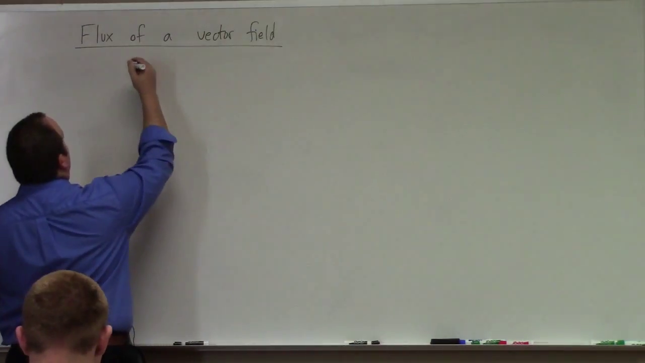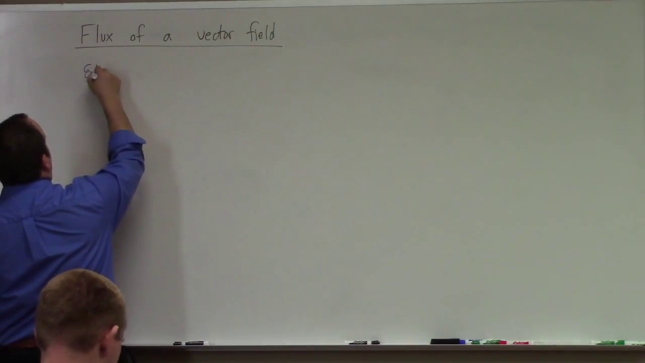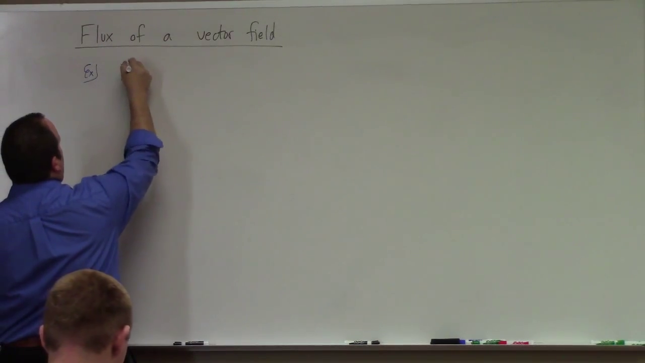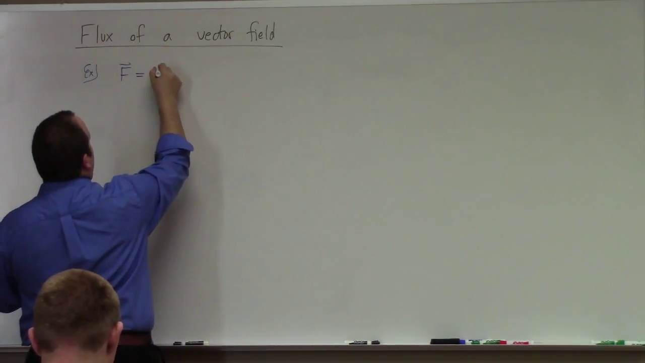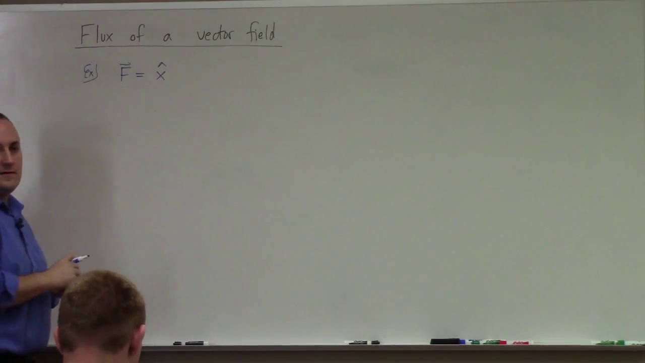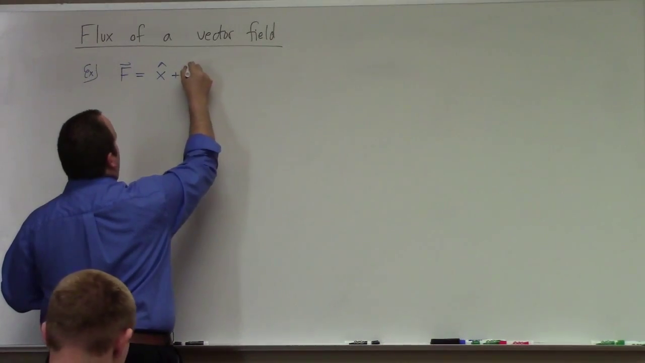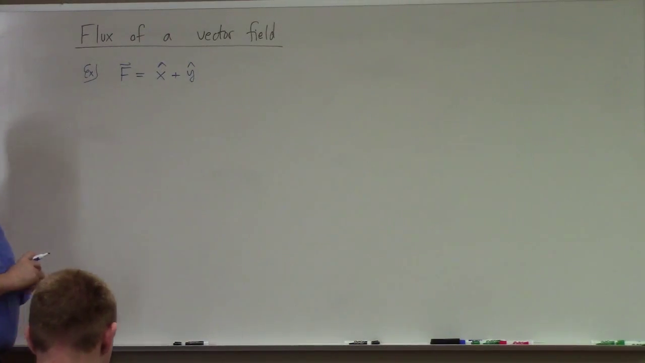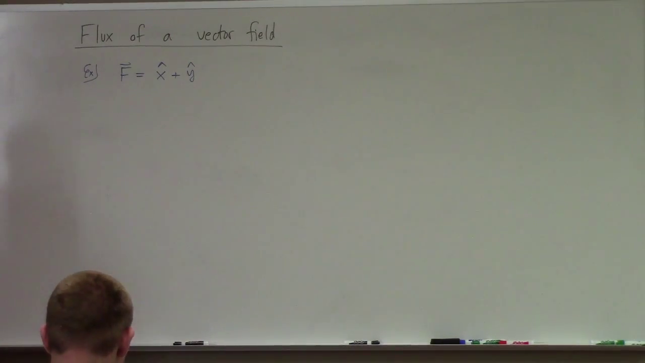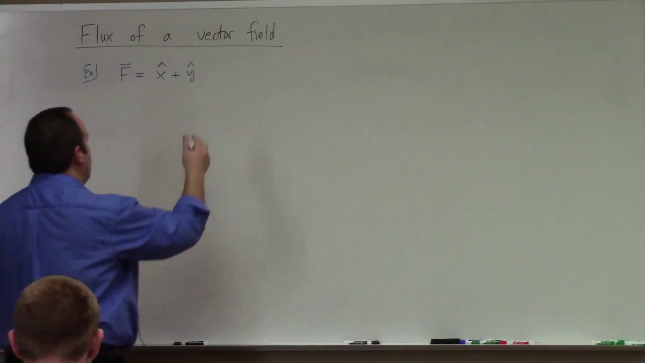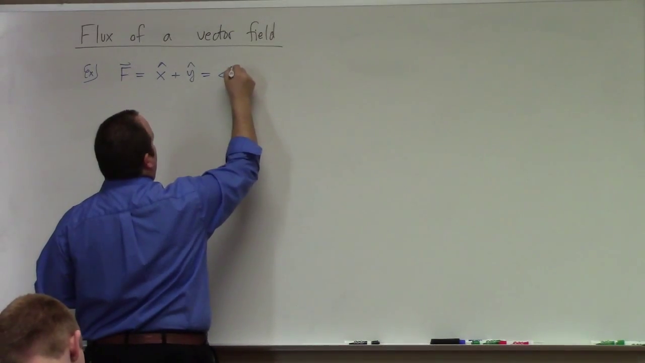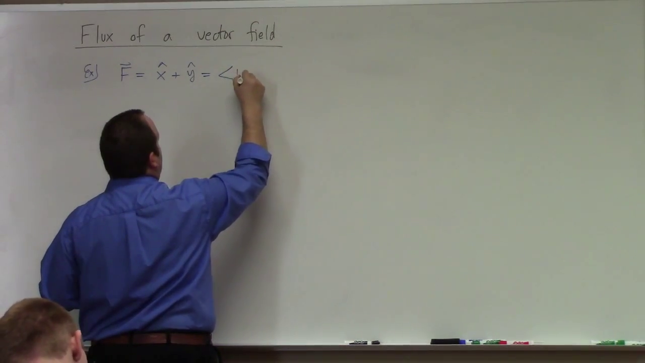For my first example, suppose we've got the vector field F equals x hat. I'll make it more interesting: plus y hat, there you go. So what's this vector field look like? It's a constant vector field. Everywhere it just points along the line y equals x, or its parallel translates, right?